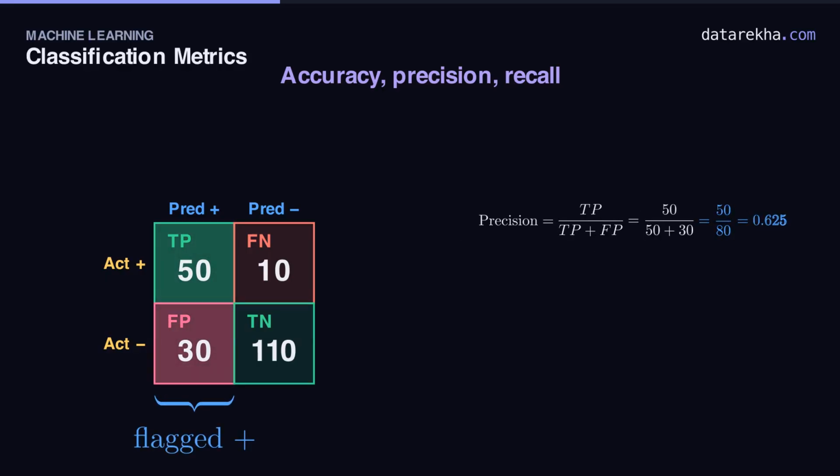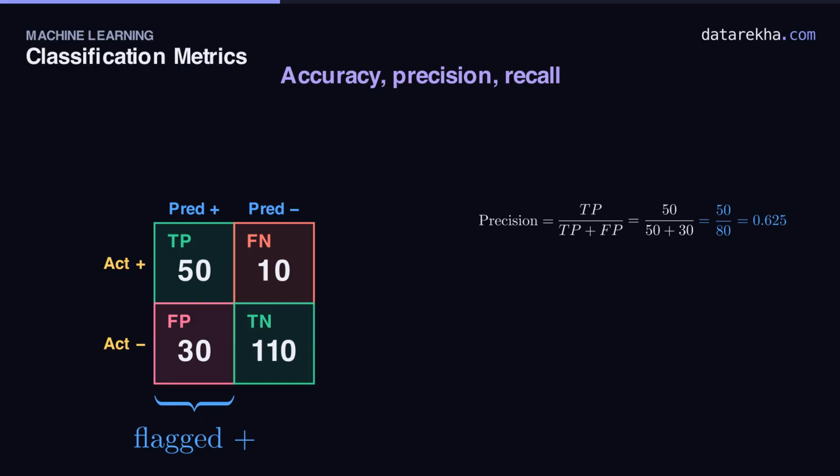Precision asks a sharper question. Of everything we flagged positive, how much really was? That's the left column. True positives over true positives plus false positives. 50 of the 80 we flagged. 0.625. Low precision means we're crying wolf.